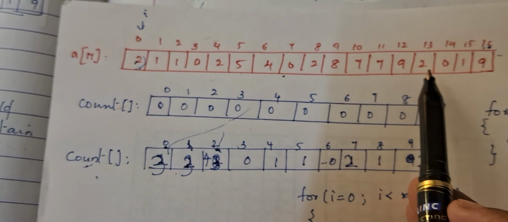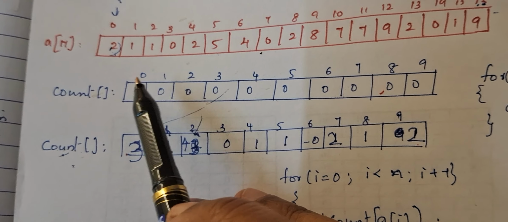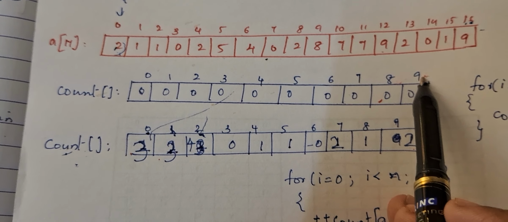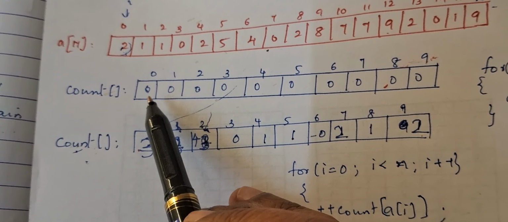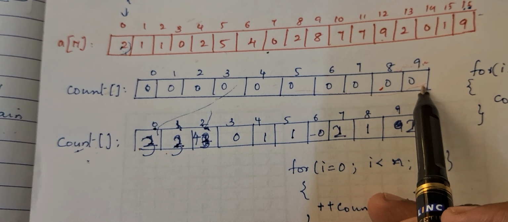So first we have an array and we create a count array. The size of the count array varies from 0 to 9. Here 9 is the maximum element, so the largest index of the count array is 9, that is, range equal to 9. Initially we assign 0 values in the count array.